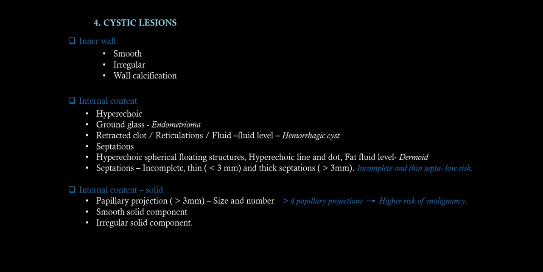Internal content or solid areas: when the solid areas are greater than 3 millimeters and small, they are called papillary projections. So the size and number should be mentioned. Greater than 4 papillary projections points to a higher risk of malignancy. We should describe if this solid component has a smooth or an irregular contour.